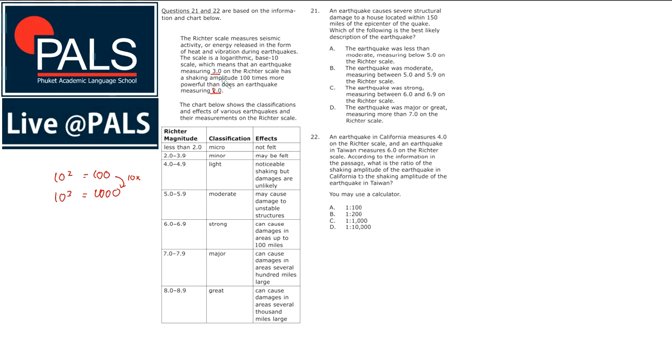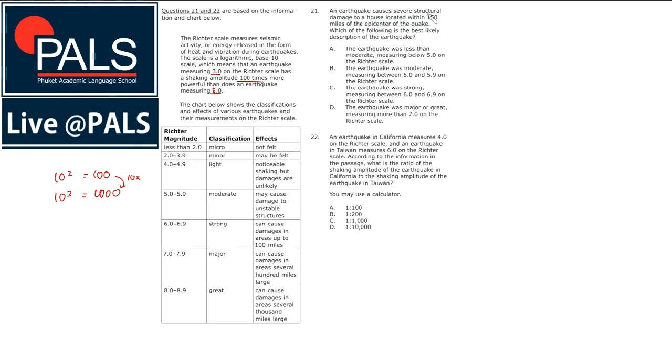So an earthquake measuring 3 on the Richter scale has a shaking amplitude 100 times more powerful than does an earthquake measuring 1. That would be correct. So yeah, this is wrong as well. It's another mistake here. The chart below shows the classification and effects of various earthquakes and their measurements on the Richter scale. Less than 2, micro, not felt; 2 to 3.9, minor; 4 to 4.9, light, and so on. So yeah, you can read through this on your own if you want to.